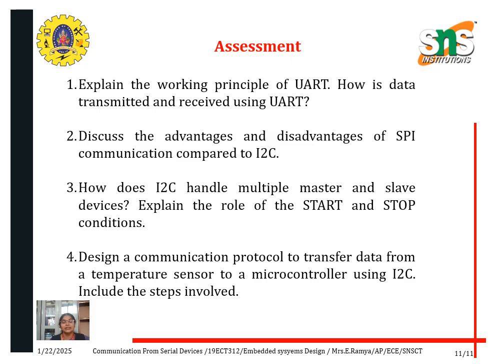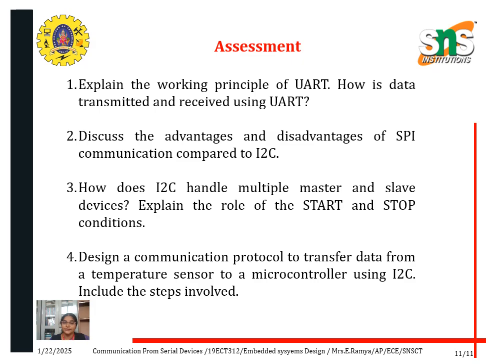Here we can get the assessment. Explain the working principle of UART and how data is transmitted and received using UART. Now we are discussing communication from serial devices. We have mainly three parts: UART, SPI (serial peripheral interface) and I2C inter-integrated circuit communication. Three standards are available for serial communication.